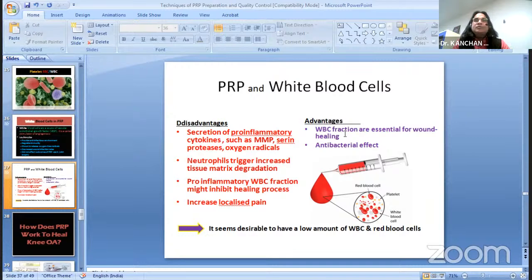But what is the advantage? The WBC fraction is essential for wound healing. We all know it has an antibacterial effect. So it seems a desirable, low amount of WBC or RBC is okay for the PRP. During the making of the PRP, you can make what you want. So that is the thing.